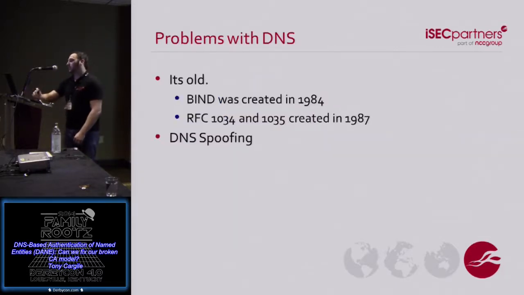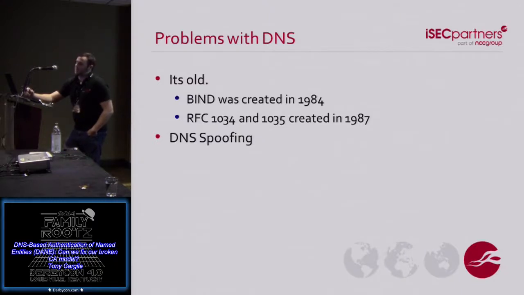So, what are some problems with DNS? First of all, it's pretty old. It was created before I was born. Berkeley created BIND in 1984. The RFC finally got ratified in 1987. So back during this time, security was a blip on the radar. No one was really worried about their DNS traffic being spoofed or DNS cache poisoning or any of these issues that we have to deal with nowadays.